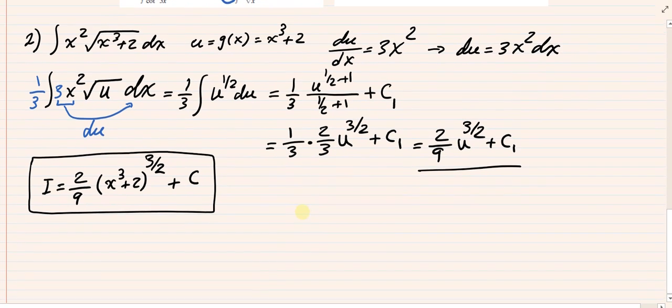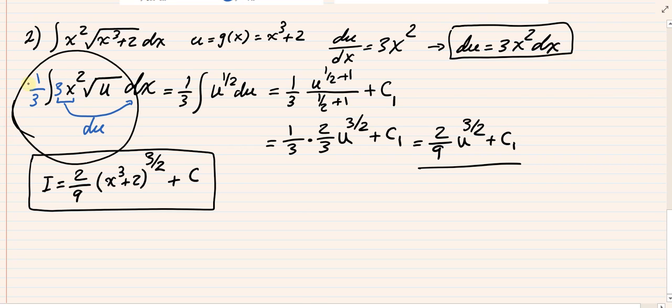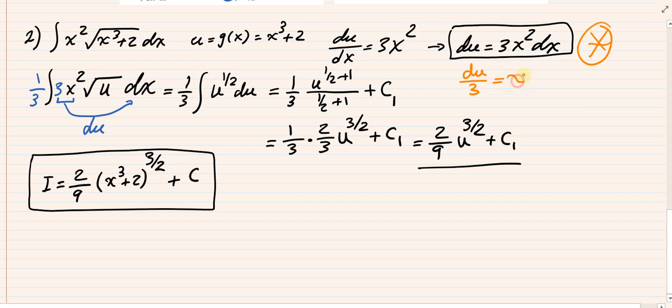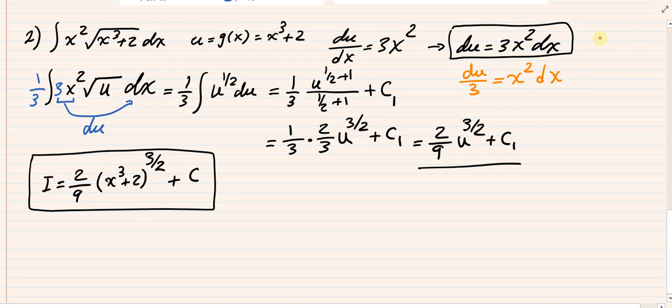Now I did mention that there are a couple of remedial actions to get around not having du exactly that. One way is to build the integrand as we did, as you can see right in here. I built it by multiplying by 1/3 and then multiplying by 3. The other thing I could have done is create x squared dx right up here. In this case, if I divide both sides by 3, du over 3 is equal to x squared dx. And now I have x squared dx directly in there. See that?